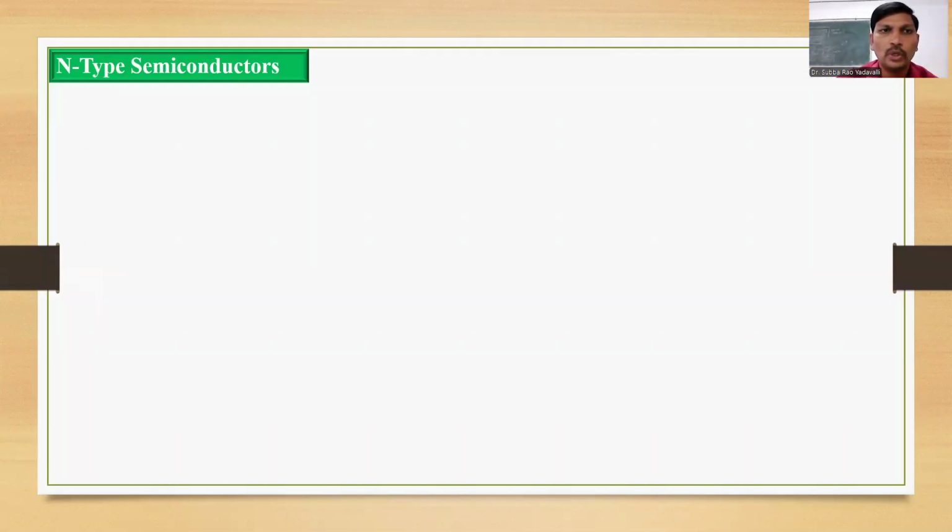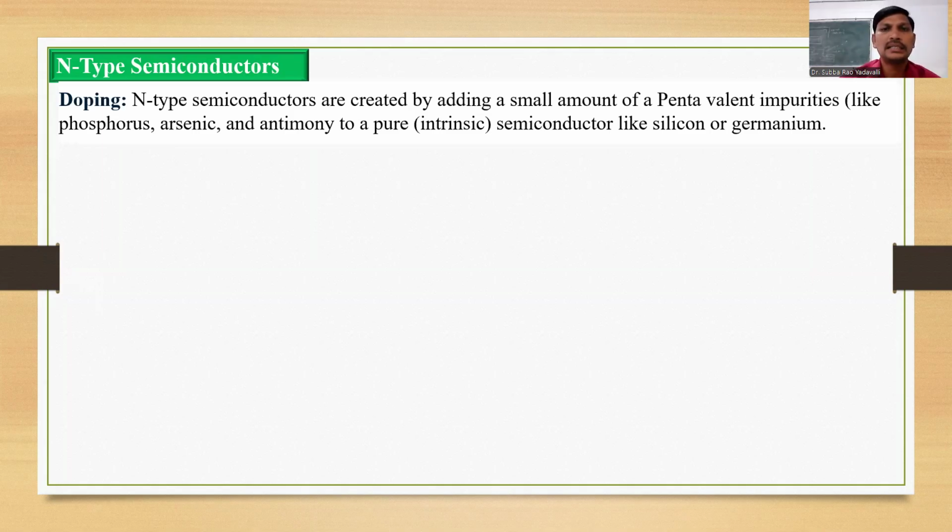In this video, I am going to explain N-type semiconductors. So, what are N-type semiconductors? N-type semiconductors are created by adding a small amount of pentavalent impurities like phosphorus, arsenic, and antimony to a pure semiconductor like silicon or germanium.